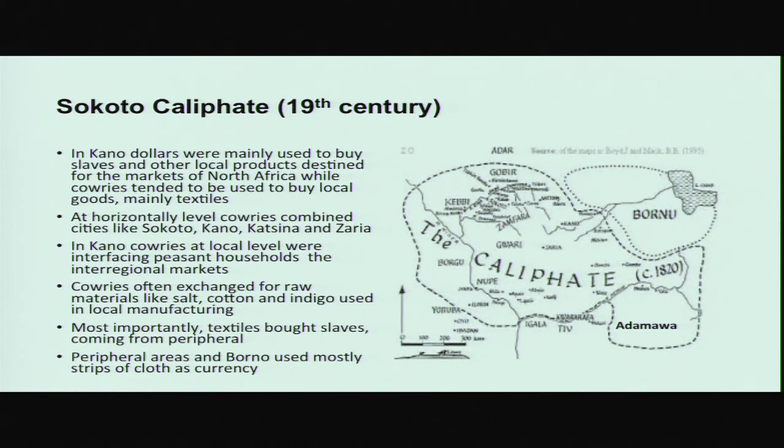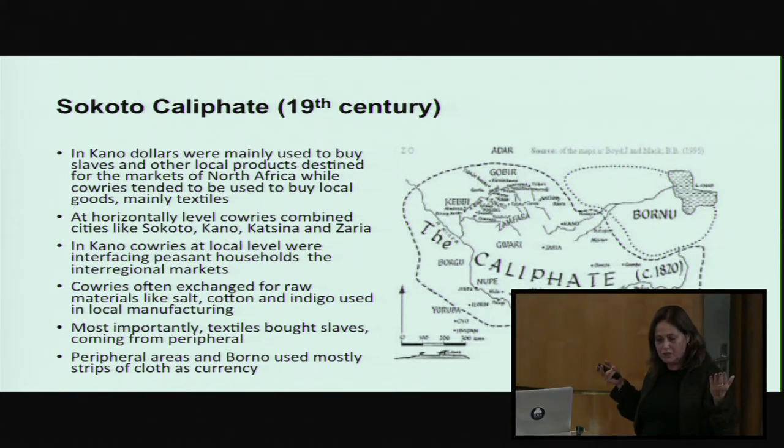What is interesting is that Kano was starting to make textiles and paying for slaves with textiles. All the places that used cloth as currency had a system that went from a shirt to strips of cloth of different weights. So they were using cowrie, but they were using cowrie to buy textiles and to finance textiles.